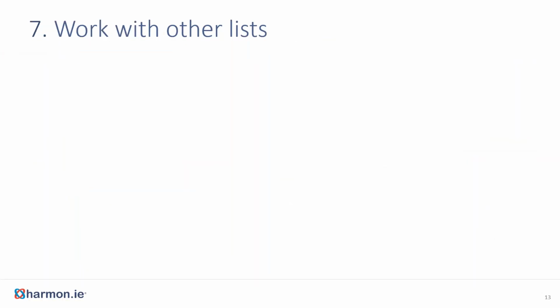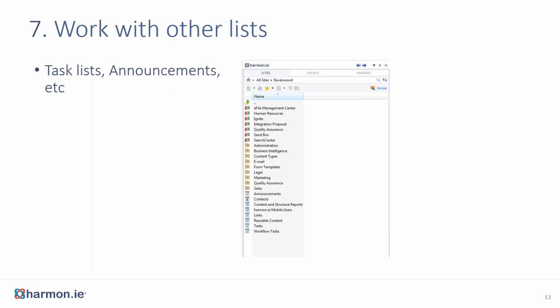There's something else that I think a lot of people aren't necessarily aware of, because they've looked at Harmony for a specific requirement around working maybe with emails and documents, and that is the fact that we can work with other list types as well. These could be things like task lists, announcements, contact lists, or custom lists even. And as we can see here, I'm connected to a SharePoint site where I've got some libraries, but I've also got some lists there as well.